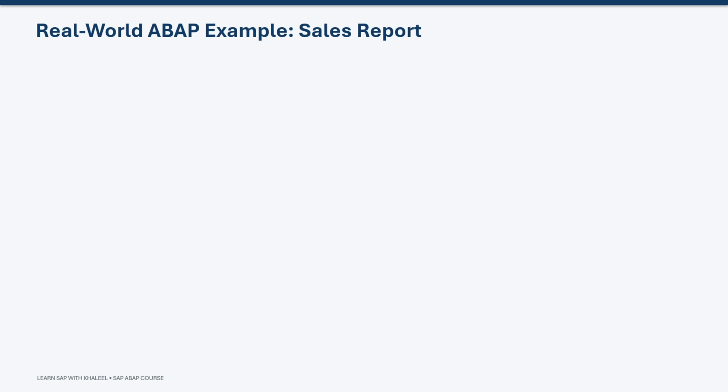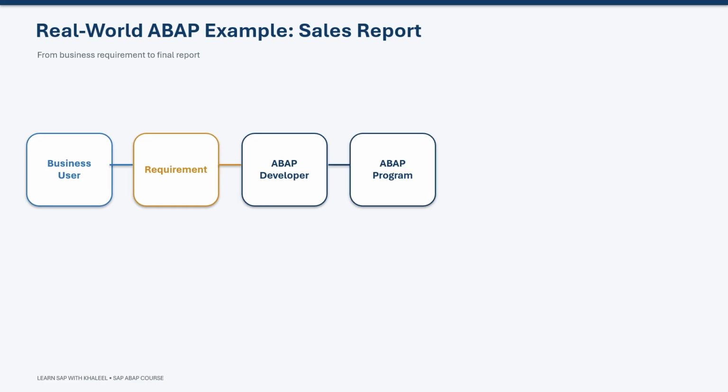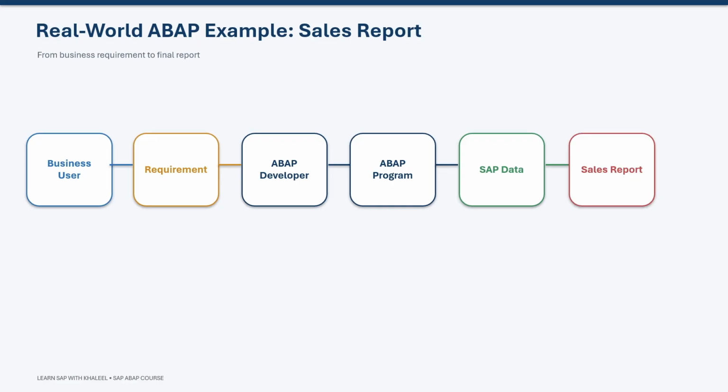Let's finish the technical explanation with a real-world example. Imagine a company wants a customer-wise sales report. The first person involved is the business tier, that is the business user. The business user explains the requirement: I want to see sales for each customer between two dates. The requirement is understood by the technical team. The ABAP developer designs and develops the required ABAP program. Then the program processes the data according to the business requirement. Finally, the user receives the sales report.